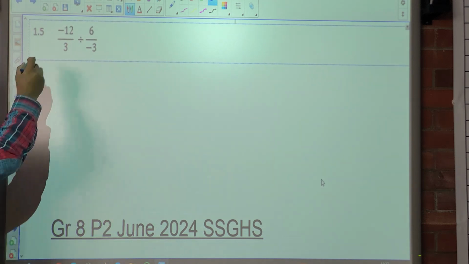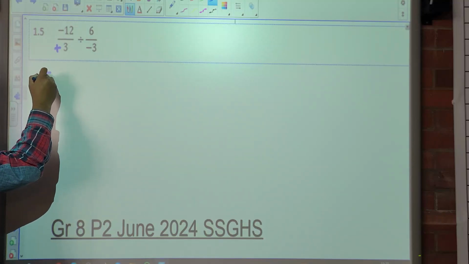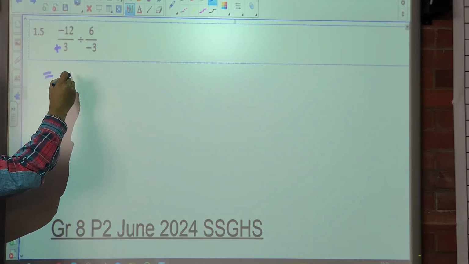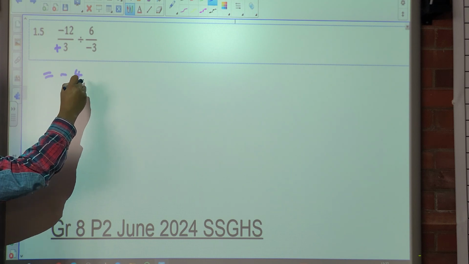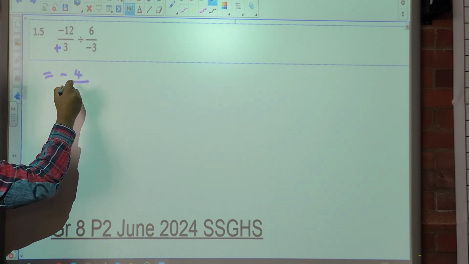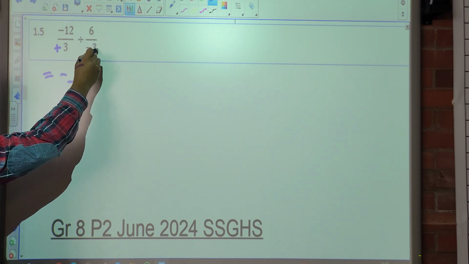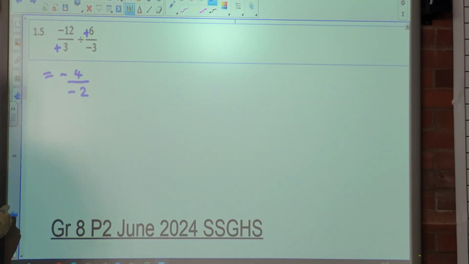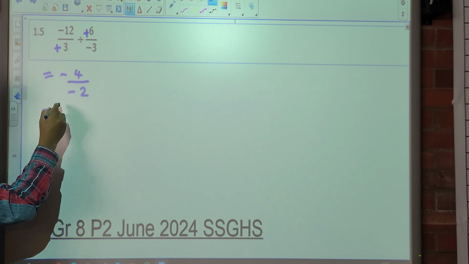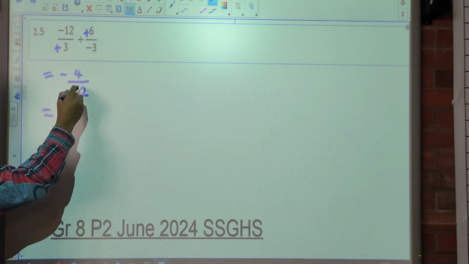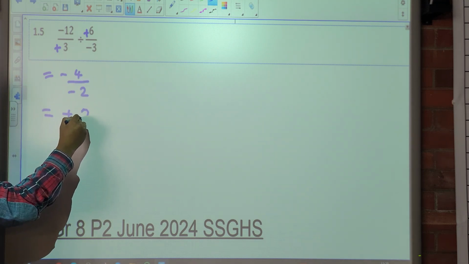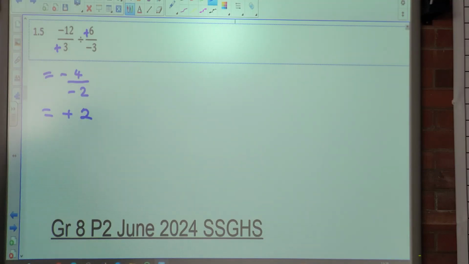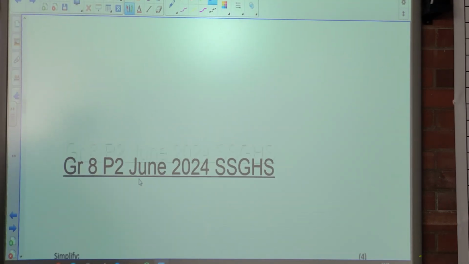The next one, positive divided by negative divided by positive is negative. 12 divided by 3 is 4. Divided by 6, positive divided by negative is negative. 6 divided by 3 is 2. What's negative divided by negative? Positive. 4 divided by 2 is 2. So this 2 or positive 2 is the same.